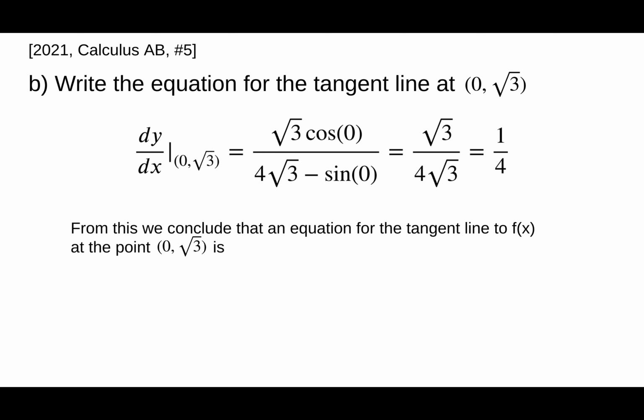All right, so from this we conclude that the equation for the tangent line at 0 square root 3 has slope 1/4. It has x coordinate 0 and y coordinate square root 3, so we can write the equation for this tangent line in point slope form. And that would be y minus the square root of 3 equals 1/4 of x minus 0.